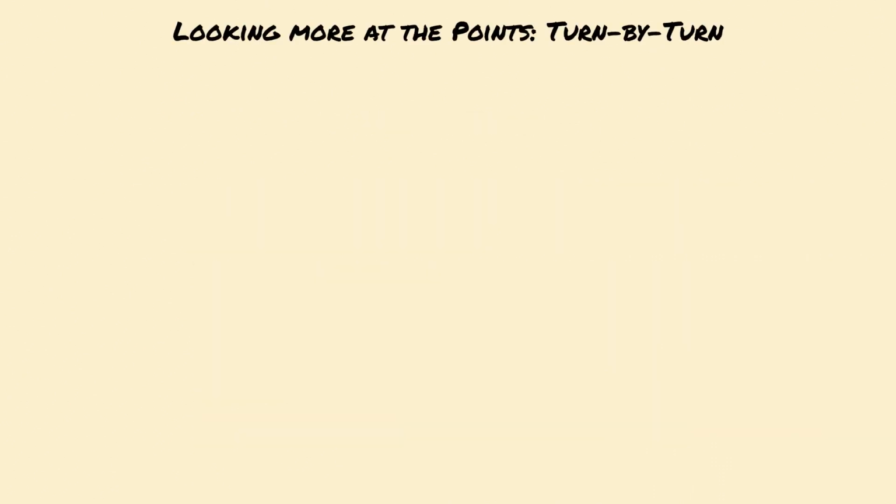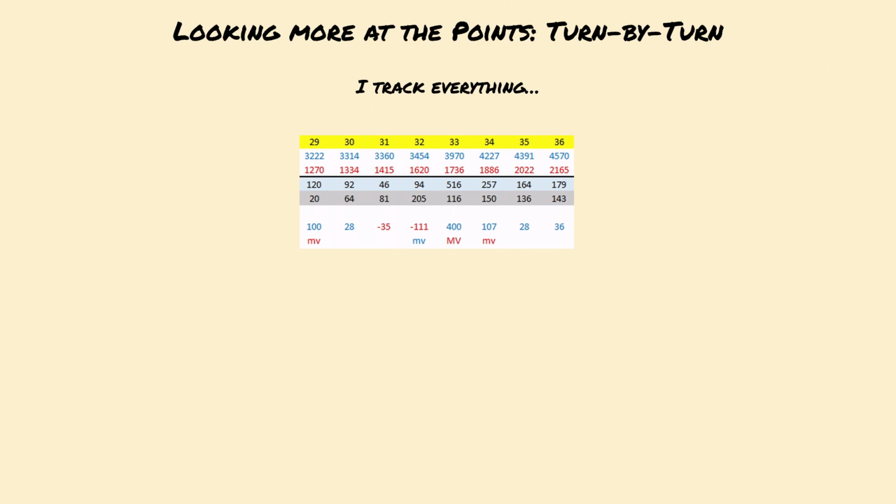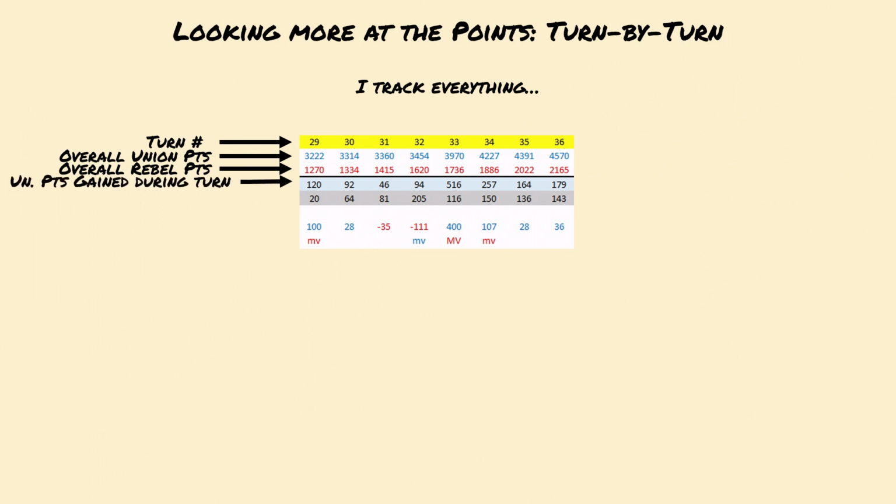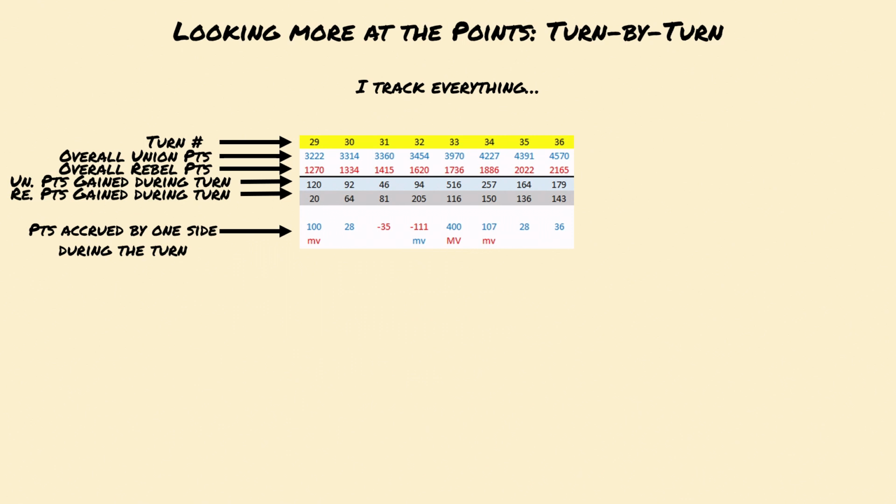So what we're going to do is look more at the points on a turn-by-turn basis. And in these games, I track everything. So what you're going to see in a moment is an expanded version of this graph. And for quick reference, this number here on top, highlighted in yellow, refers to the turn number of the game. Beneath that is the overall Union points gained up to that point in the game. Beneath that is the same figure except for the Confederate side. The next line shows the Union points gained during that particular turn, and the Confederate points gained during that particular turn beneath that number. Lastly, it will show you the difference between these two numbers.